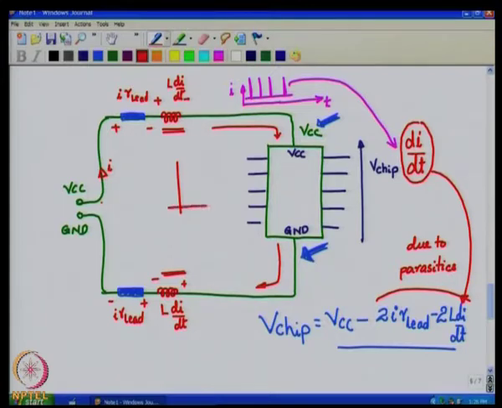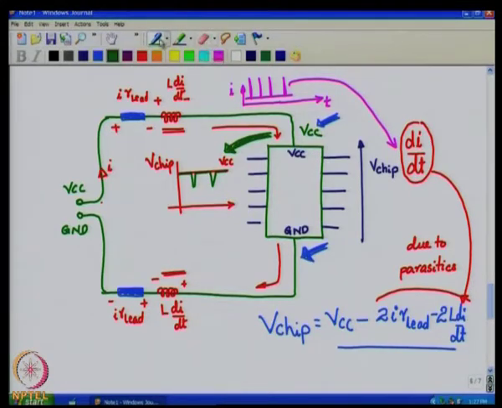So, if you look at the voltage V chip versus time, it is no longer just VCC. This is VCC, but at every transition you will see a dip, at every transition you will see a dip. So, you will see the supply voltage at this point is really in a bad shape. So, this supply voltage needs to be corrected.